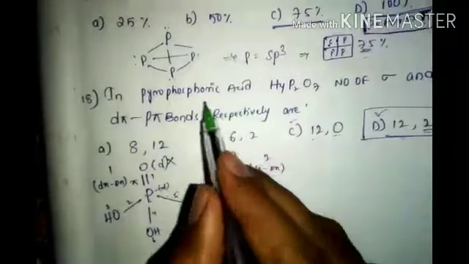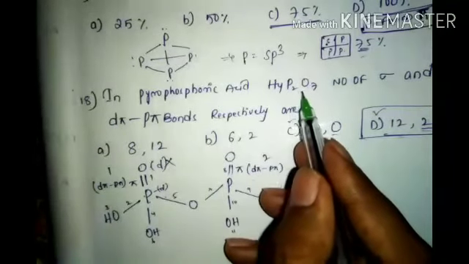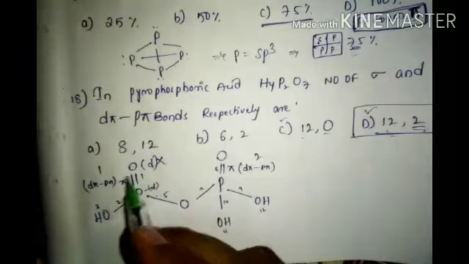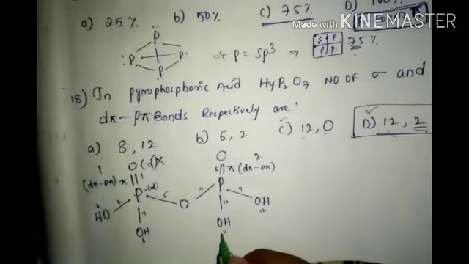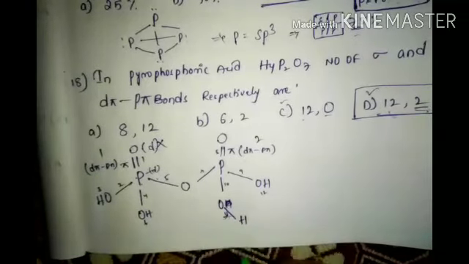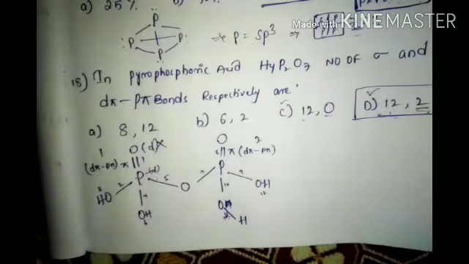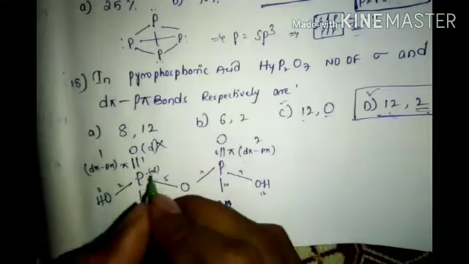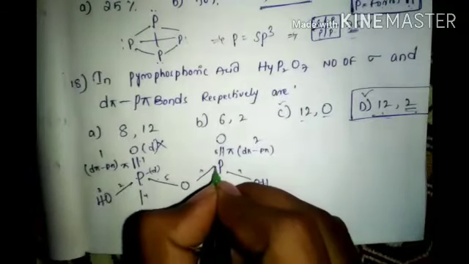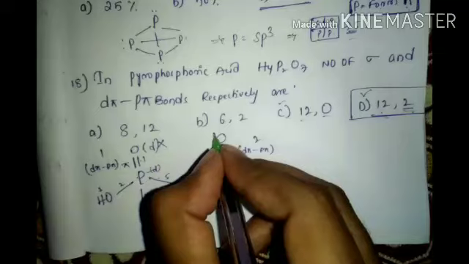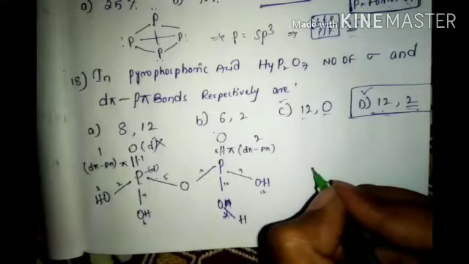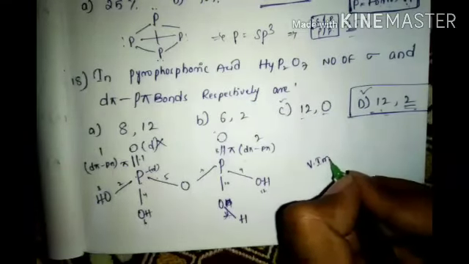In pyrophosphoric acid H4P2O7, the number of sigma bonds is 12, because of all of these. See here why I am counting: because of OH, this is also a sigma bond, right? Here also sigma bond, here also sigma bond. Now these are all sigma bonds. This is a pi bond, this is a pi bond. What are these pi bond characters? d pi-p pi characters. Because from here d electrons, there p electrons are coming, forming pi bonds. That's why d pi-p pi bond. Very important.